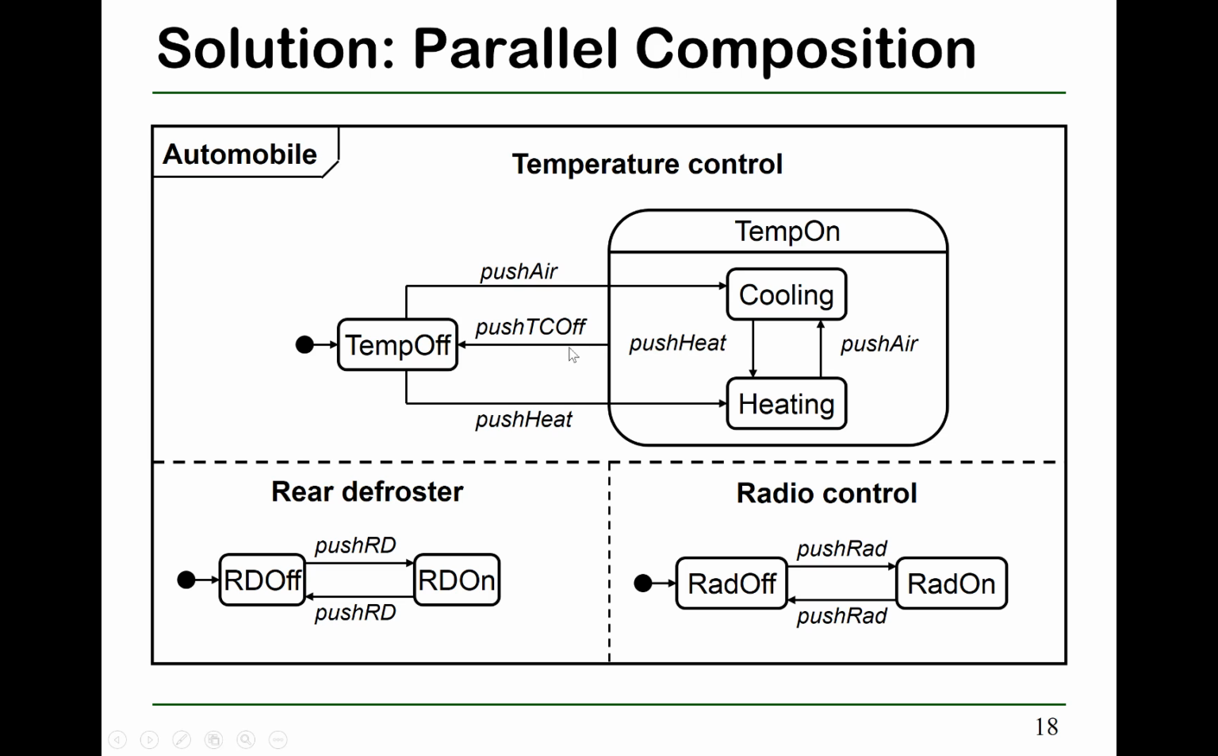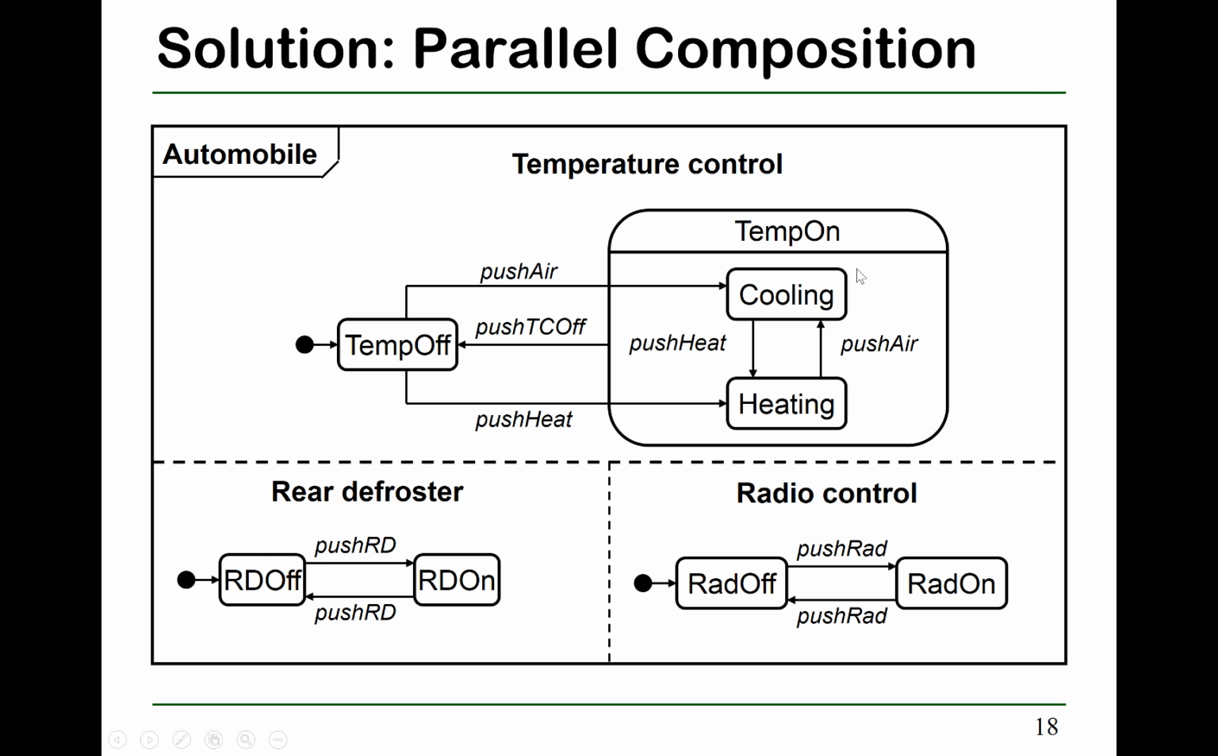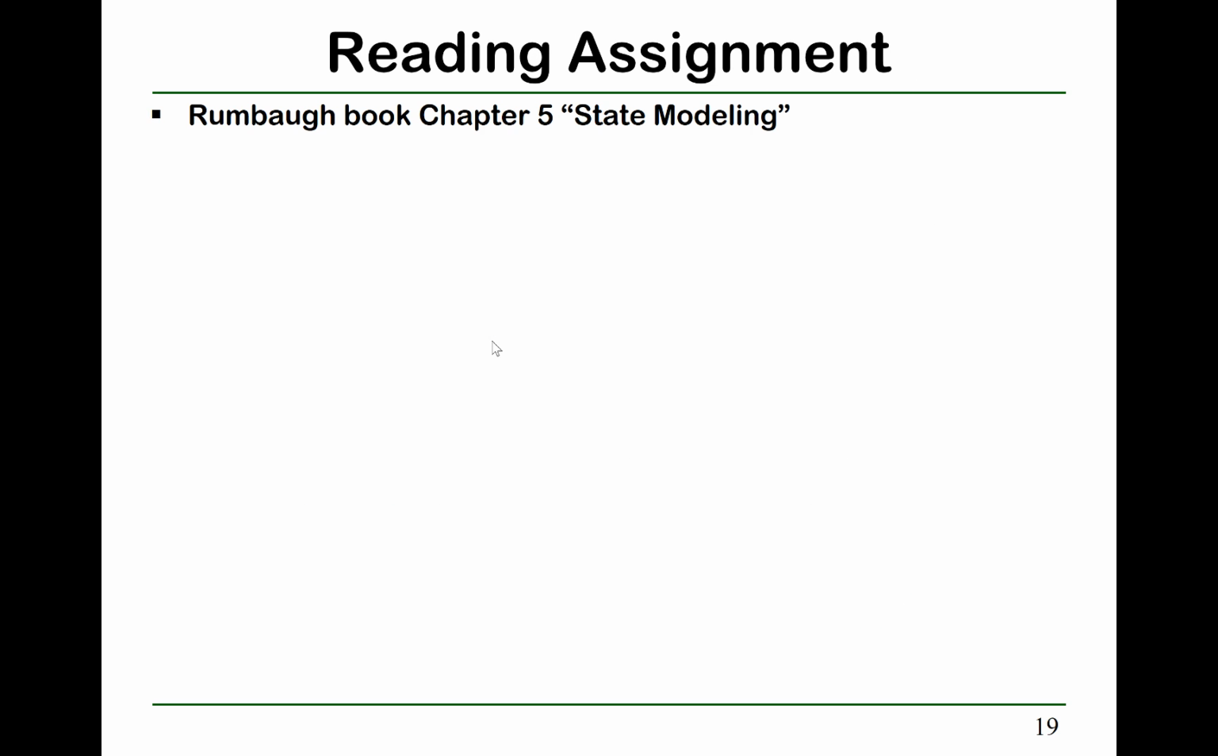So when the temperature control is off, you can see that it doesn't matter whether it's in the cooling state or in the heating state. So this transition leaves this super state. It's equivalent to having two transitions, one from cooling, push TC off, another from heating, push TC off. Both destination target states are temperature off. Alright, so the homework reading assignment is to read the UML textbook, the state modeling.